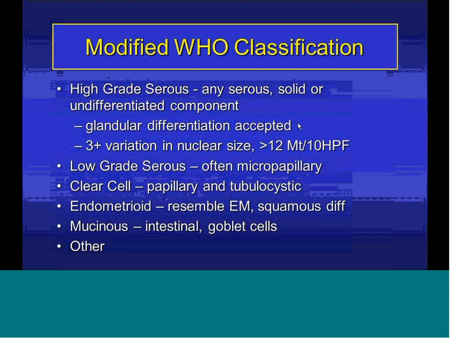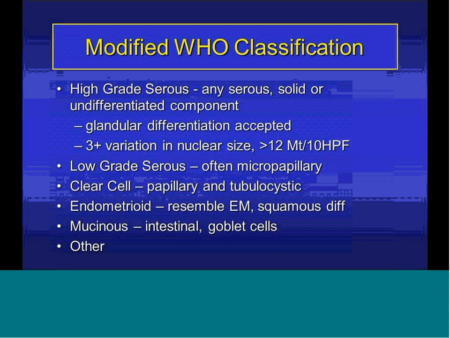Often in the past, glandular areas have been interpreted as endometrioid, and in their study, with a lot of backup of both immuno and molecular, it shows that most of these tumors really are variants of serous carcinomas. And again, there's frequently marked variation in nuclear size and very frequent mitotic figures. The low-grade serous tumors were often micropapillary and associated with borderline tumors.